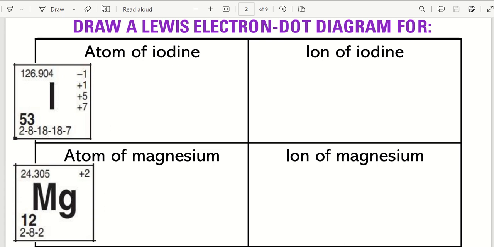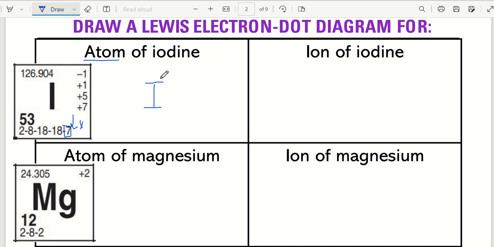So here we go first, where we have to draw one for an atom of iodine. So I have the notation from the periodic table here. What I need is valence electrons, okay? And I'm going to start with the symbol for the element in the center. And then I need to draw only dots for the valence electrons. So I need 7 dots.